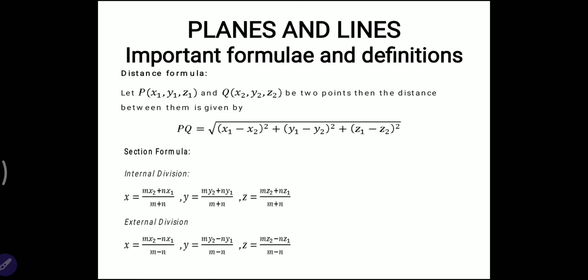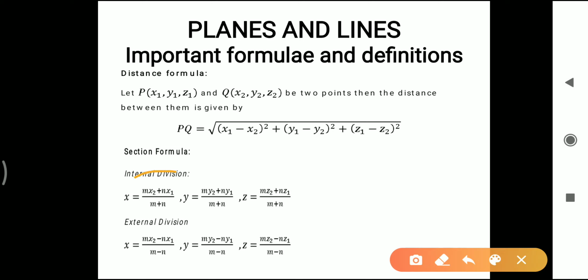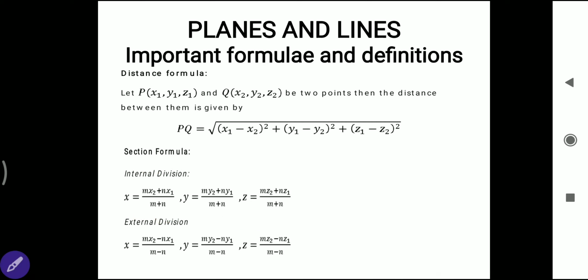Then the next thing is the section formula. If you have a line whose endpoints are P and Q, and a point R which divides the line PQ internally in the ratio m is to n, then the coordinates of that point R are given by x equals (mx2 plus nx1) upon (m plus n), y equals (my2 plus ny1) upon (m plus n), z equals (mz2 plus nz1) upon (m plus n).